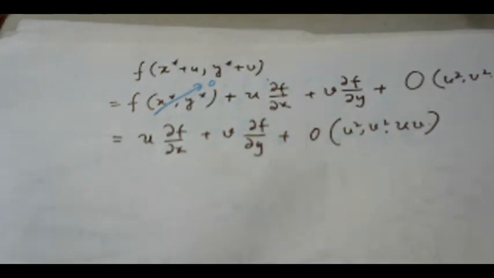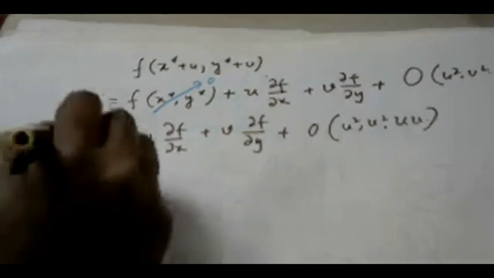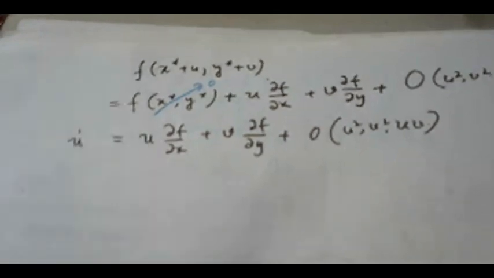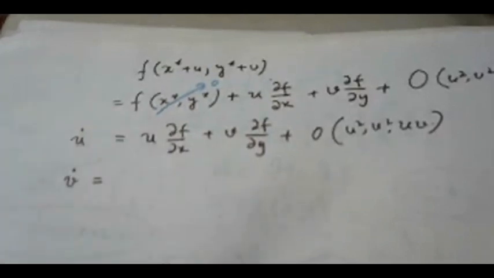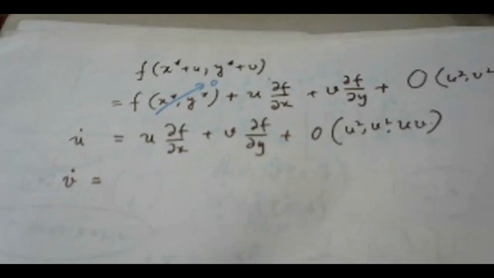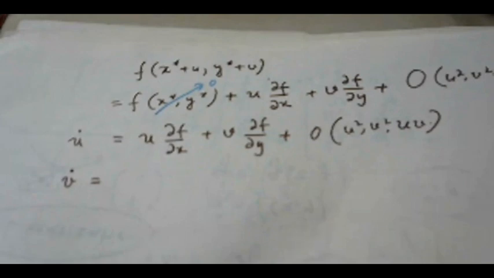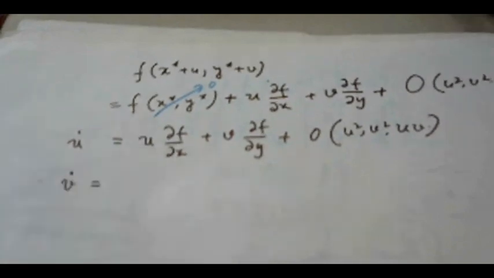Fine. Now if we are okay up to this point, this is u dot, right? We started with u dot. What is going to be v dot then? A similar analysis I can do, writing it in terms of g, same thing, because the equation for v was g(x, y). So what will be the expression for v dot?